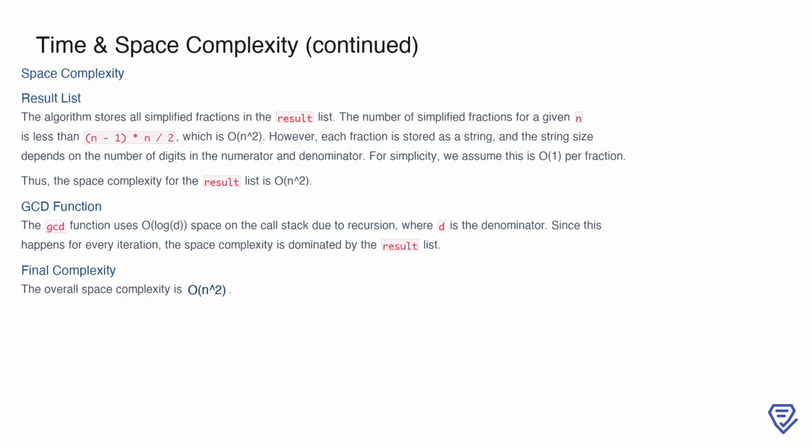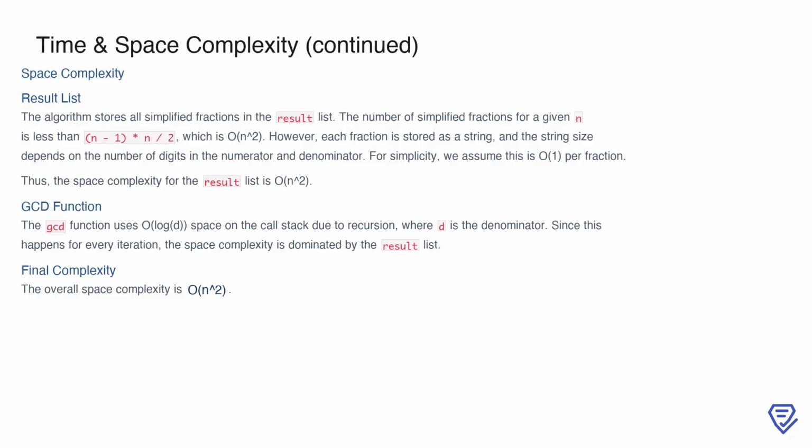Turning now to the space complexity, the primary contributor is the result list, which stores all the simplified fractions. The number of simplified fractions for a given n is less than the total number of numerator-denominator pairs, which is (n-1) * n / 2, or O(n squared). Each fraction is stored as a string, and while the exact size of each string depends on the number of digits in the numerator and denominator, this size is considered O(1) for simplicity. Therefore, the space complexity of the result list is O(n squared).